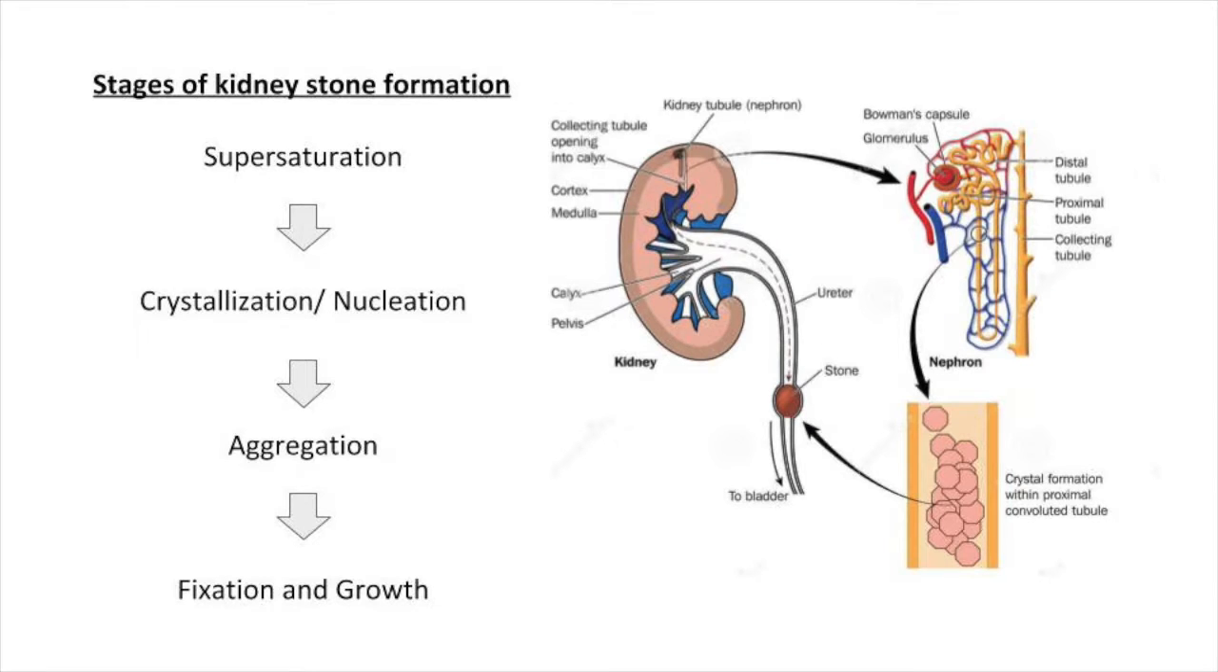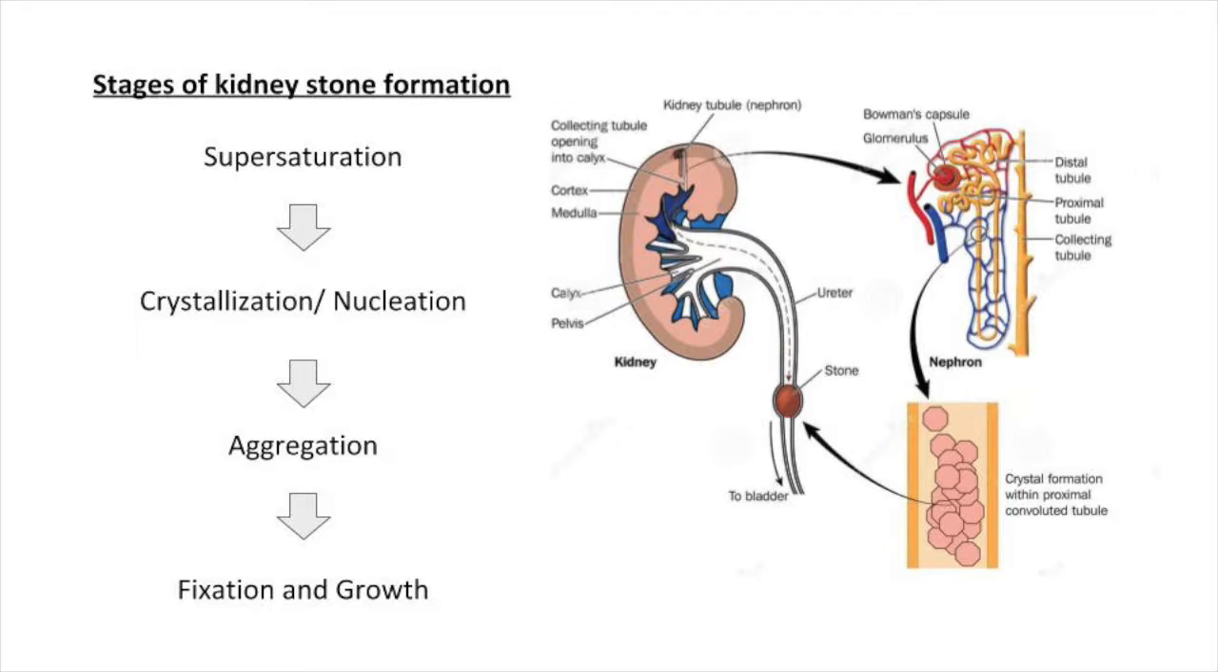Pathophysiology. There are multiple types of kidney stones, and they are classified by the minerals or ions that make up the stone. The most common types are calcium oxalate and calcium phosphate stones, and they are explored in our presentation.